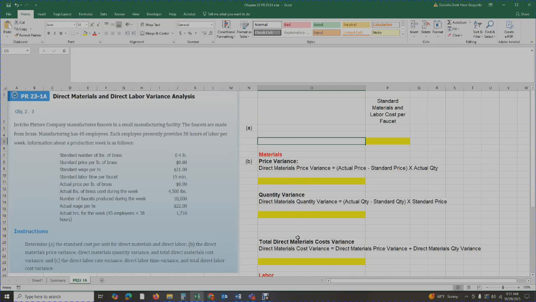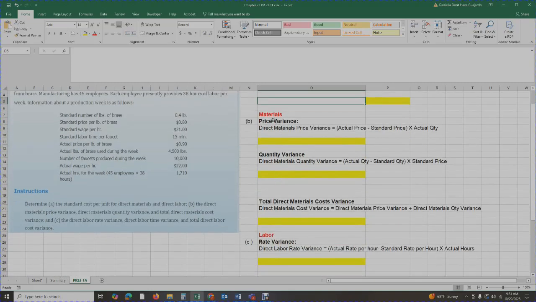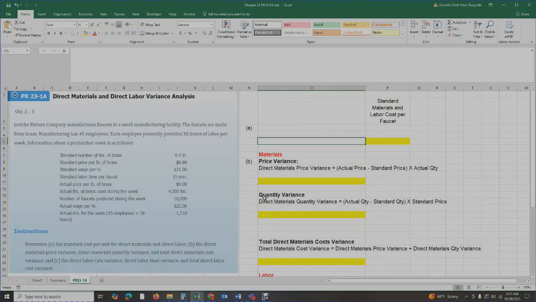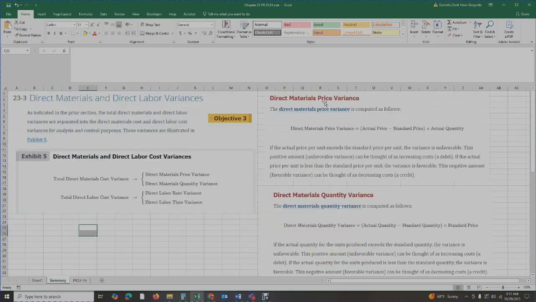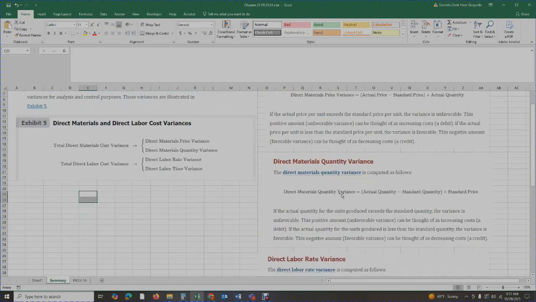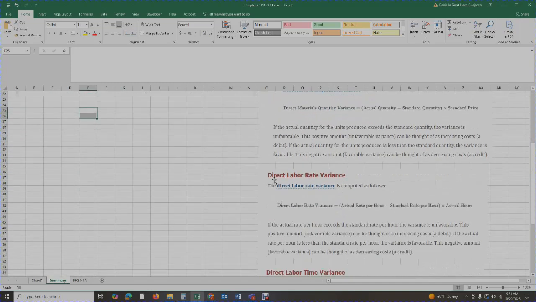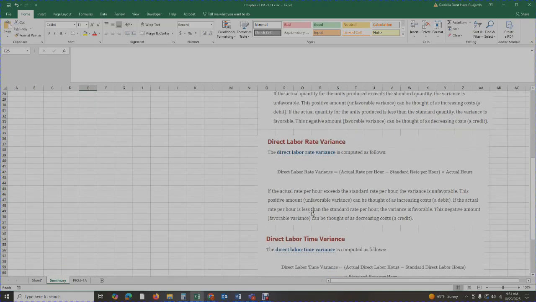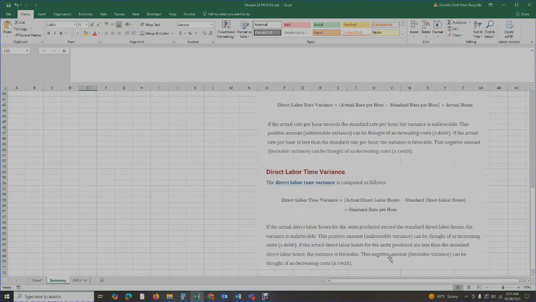I have already pre-entered the formulas. So what I basically did is I copied and pasted the formulas. Now you notice I have two sections. I have a section for materials and I have a section for labor. Okay, if you go to your ebook, you will find that information there. So you have your direct materials price variance, the formula is right there. Your direct materials quantity variance, the formula is right there. And then we go to your direct labor rate variance, the formula is right there. And your direct labor time variance.